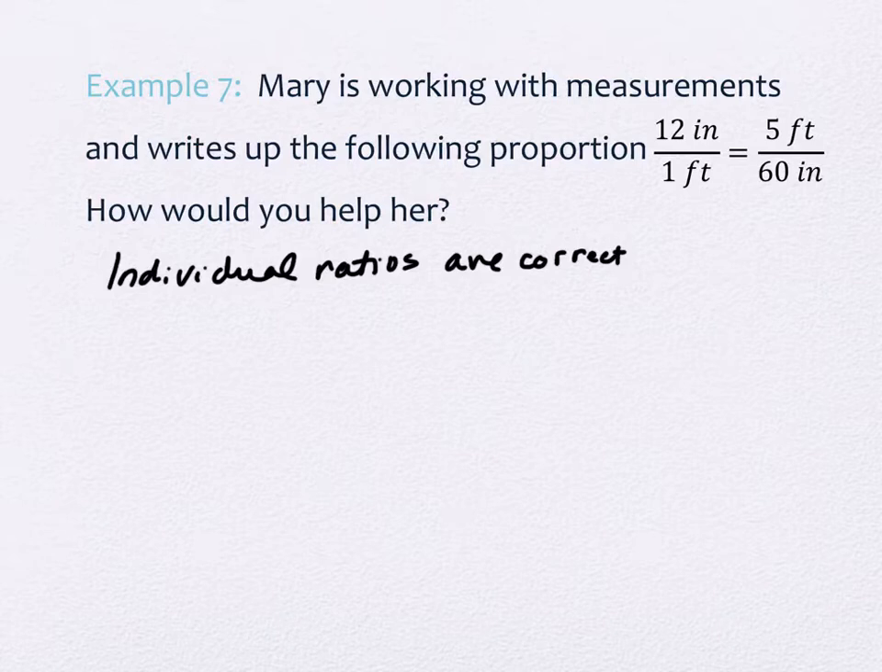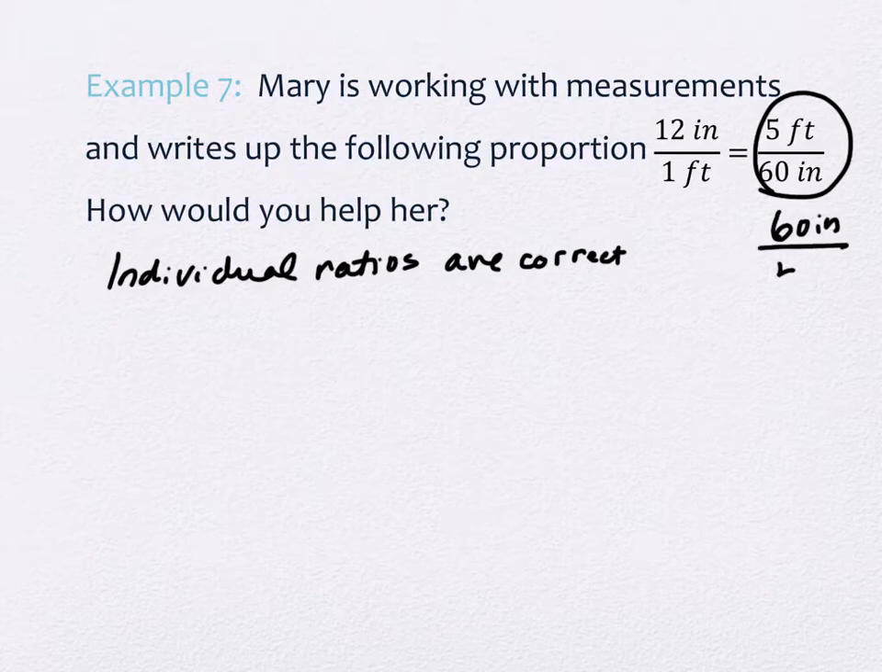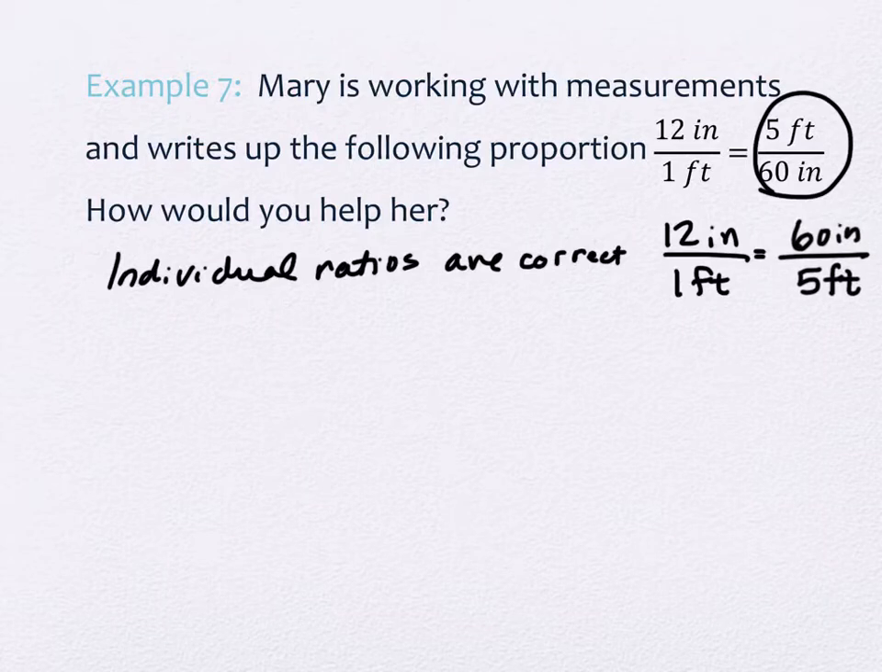She needs to flip the 5, make 60 inches on top and 5 feet on bottom. Okay, so you would like for this to say 60 inches over 5 feet instead. So I agree. Why do we want it flipped? Something about the measurements being in line with each other. Yeah. So the comparisons need to match.